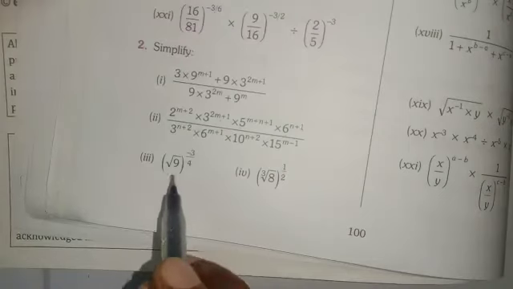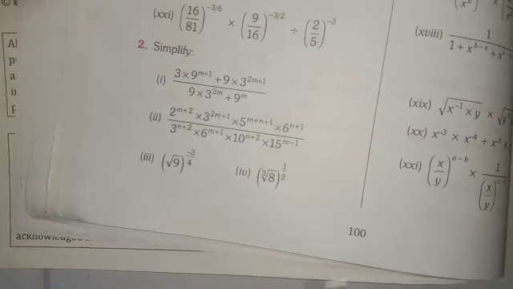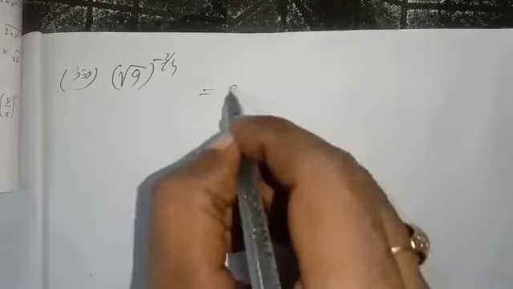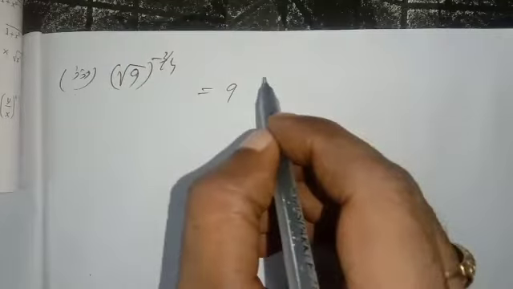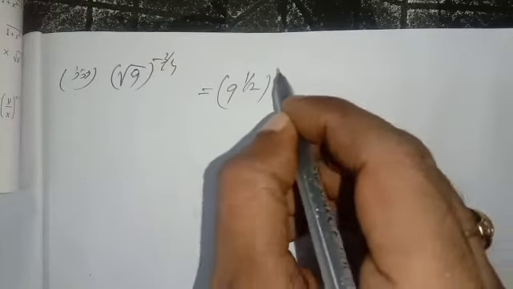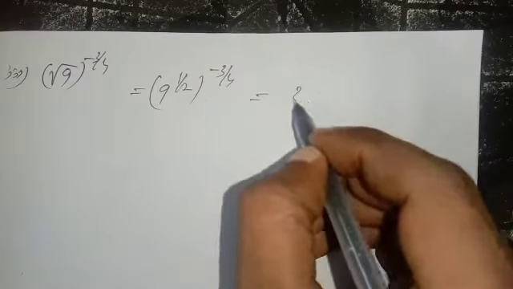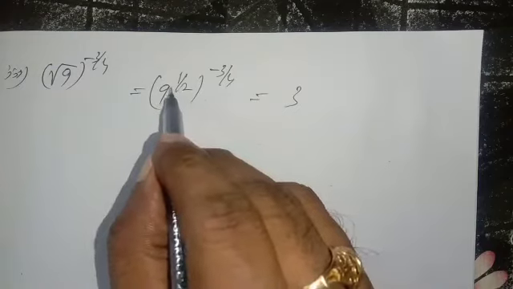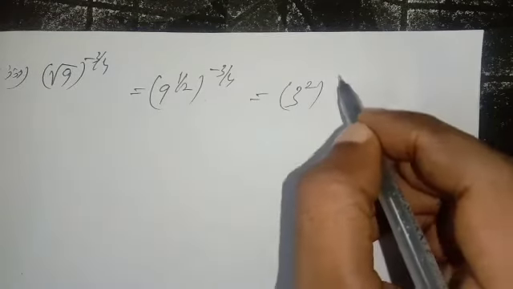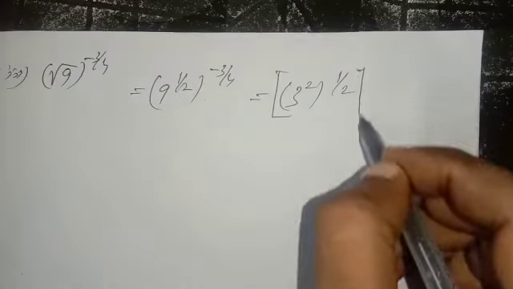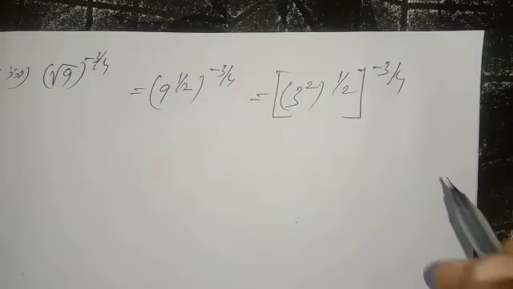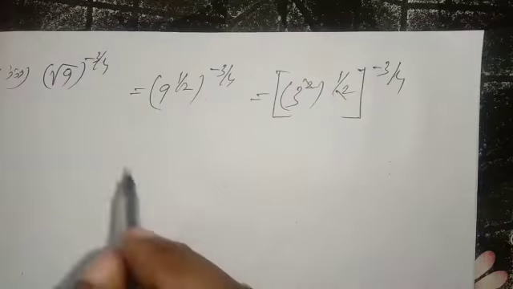Number 2, third part: root over 9 whole to the power minus 3 by 4. Just see, third part, root over 9 whole to the power minus 3 by 4. The root over 9 means 9 to the power how much? 9 to the power half, whole to the power minus 3 by 4. Again 9 means what? 3 whole square. That means 9 means 3 whole square, whole to the power 1 by 2. Again whole to the power minus 3 by 4. Finally these two cancel. How much is coming?